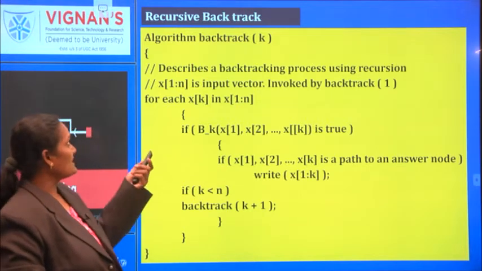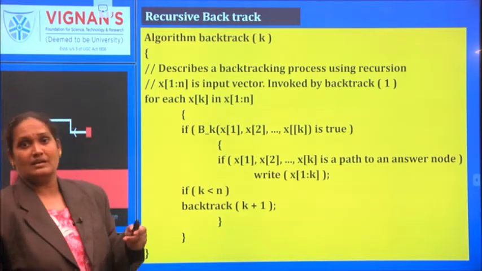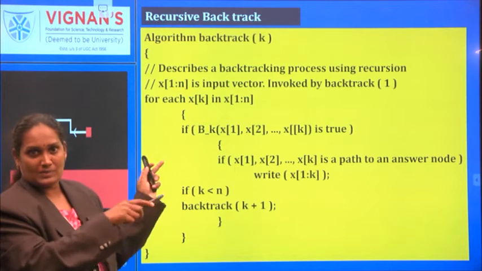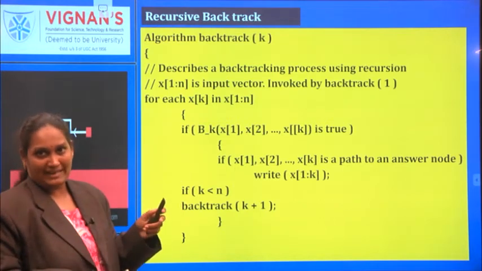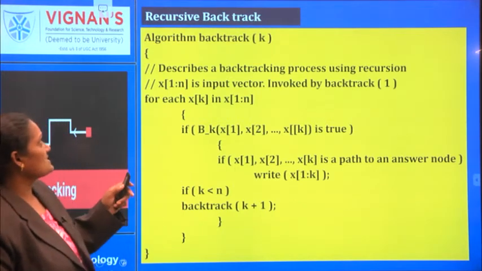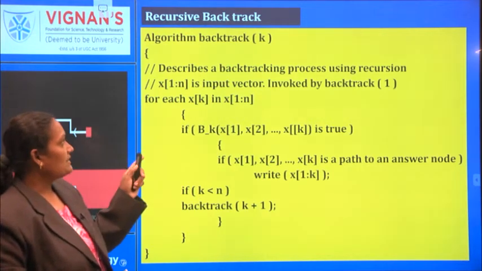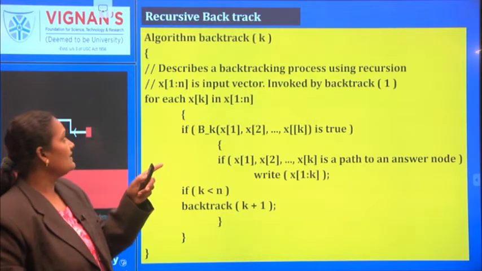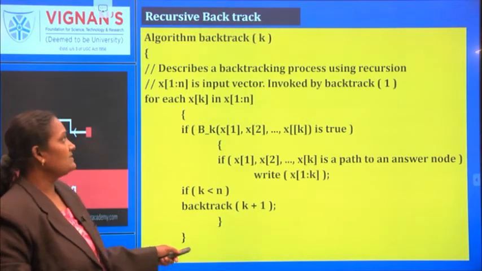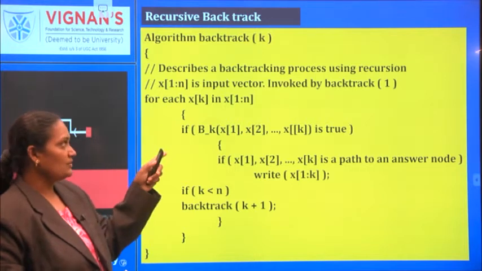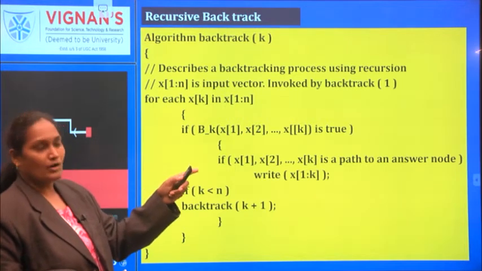Now first I am going to explain the recursive backtracking algorithm. That is, this gives the control abstraction for recursive backtracking procedure. Let us see that procedure. Algorithm backtrack of K describes a backtracking process using recursion. X1 to n is the input vector, invoked by backtrack of 1.